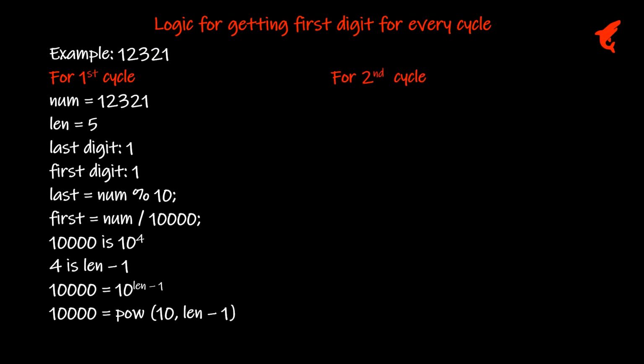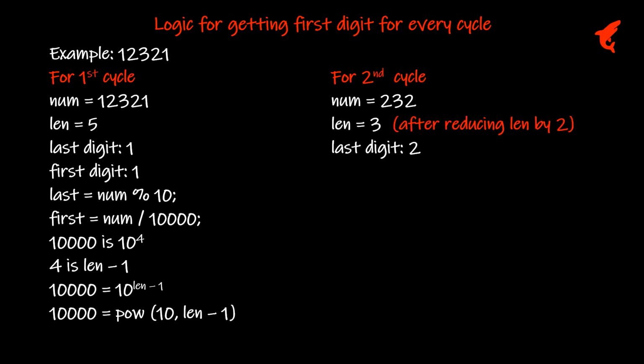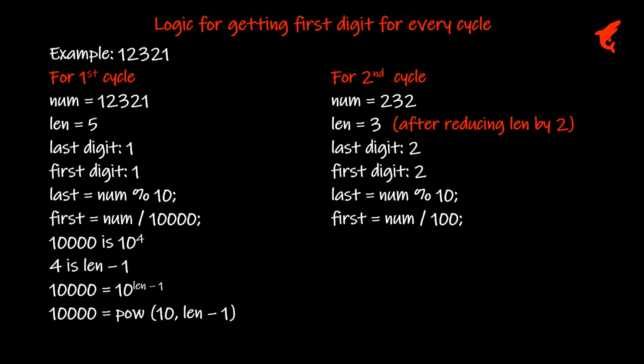For the second cycle, the number is 232 after removing the first and the last digit, and it has 3 digits. To obtain the last digit we use the modulus operator with 10. To obtain the first digit we need to divide this number by 100. Now 100 is also 10 raised to 2, and 2 is 1 less than the current len. So 100 can be written as 10 raised to 1 less than len.